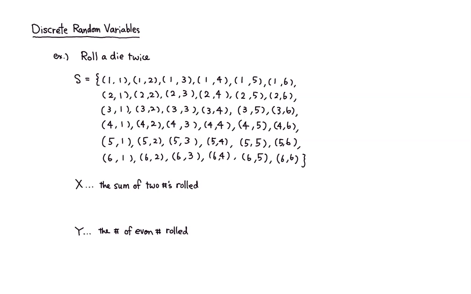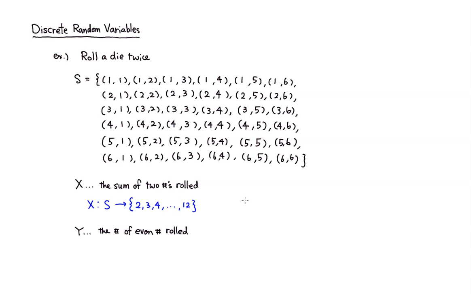So you can think of X as really a function defined on the sample space, and it maps each outcome to the sum of the two numbers rolled. The smallest sum would be 1 plus 1, so 2 is the smallest, then 3, 4, and so on. The largest sum would be 6 plus 6, so that would be 12. So this is the random variable X.